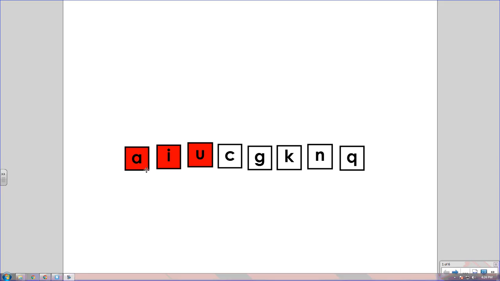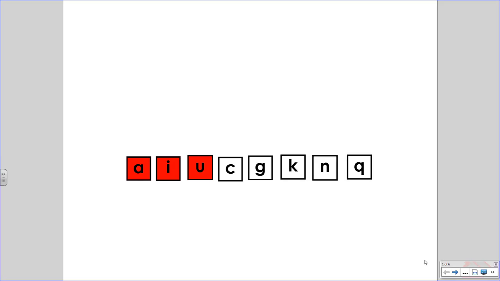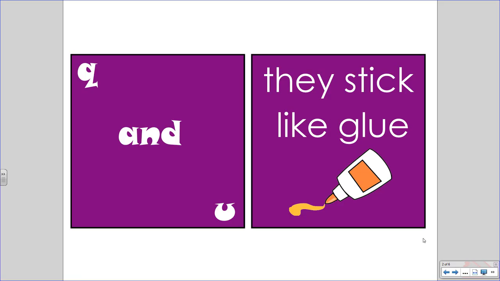You need three vowels, A, I, U, and you need five consonants, C, G, K, N, Q. Before we start this activity, we're going to need to review a spelling rule. The spelling rule has to do with Q and U. And the rule is, Q and U, they stick like glue.